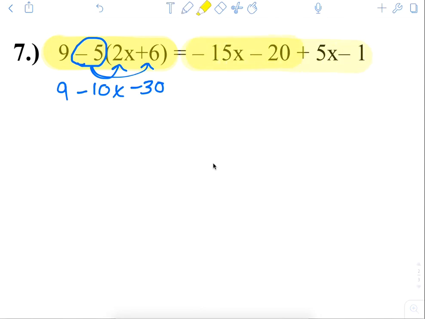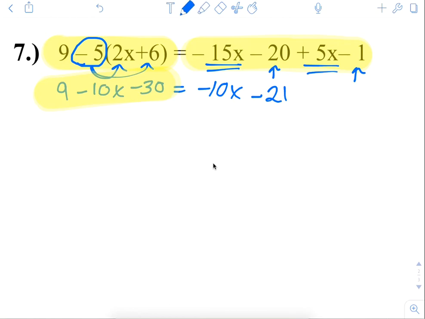Well, we got some combining going on. Okay, so let's see what we can do over there. We can put these guys together. Negative 15 plus 5 is a negative 10x. Negative 20 minus 1 is a negative 21. We can put those together. All right, so we'd be looking, is there anything else that I can simplify? Yes, on that side there is. We can put 9 minus 30 together. That's negative 21. So bring down the minus 10x. Is there anything else I can simplify on the right? Nope, he's already done. So equals negative 10x minus 21.